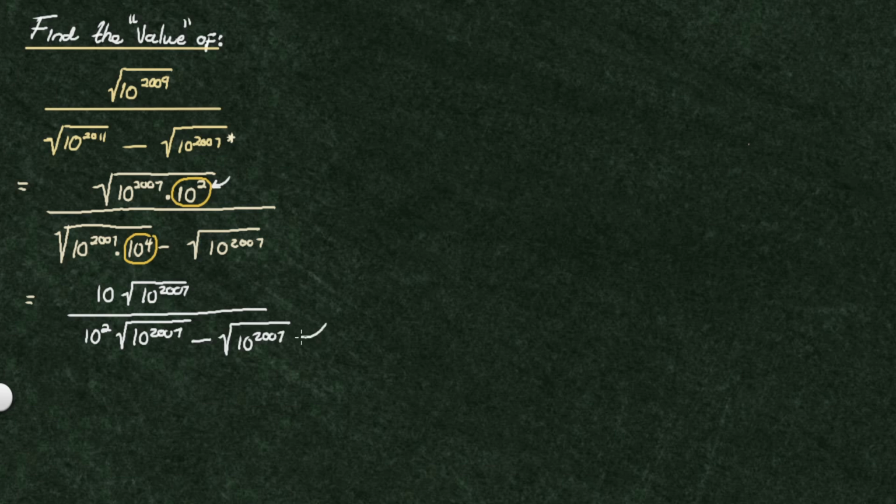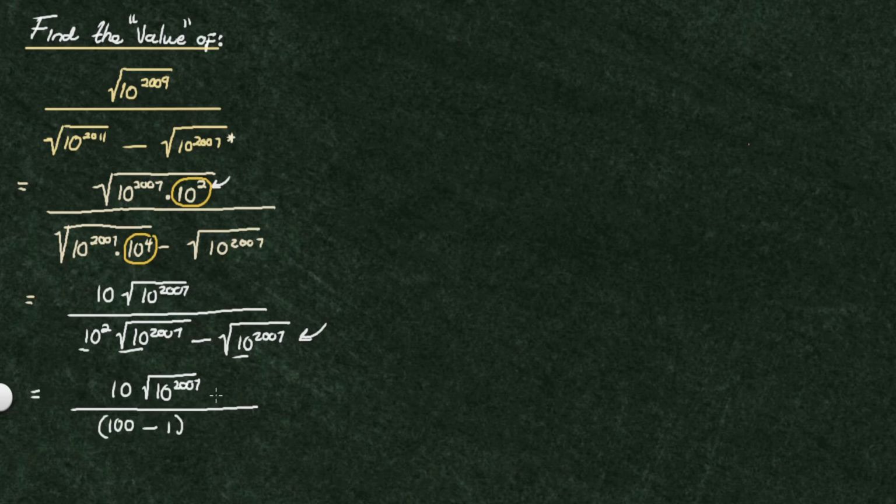Now, on the denominator, you have a common factor. You need to take this thing out. This is 10 square root of 10 raised to exponent 2007 divided by 10 raised to exponent 2. That's 100. That's 100, right? Minus 1.